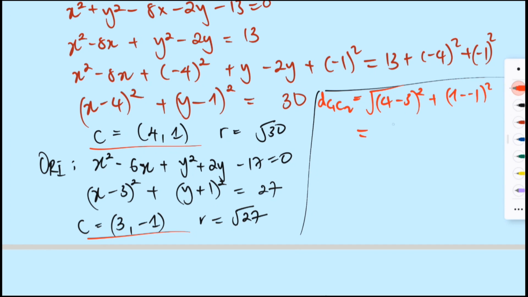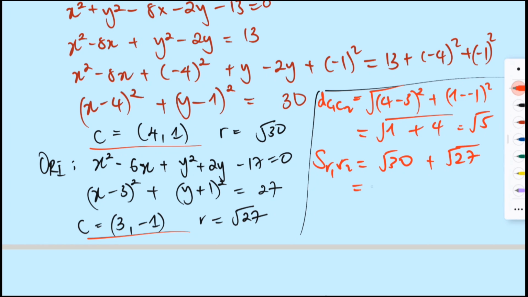That would be 1 squared, which is 1, plus 2 squared, which is just 4. So 1 plus 2 squared is 4, which is the root of 5. And now the sum of their radii, radius 1 plus radius 2, should be root 30 plus root 27, which is 5.4 plus 5.196, which is 10.6. And what do we notice here?